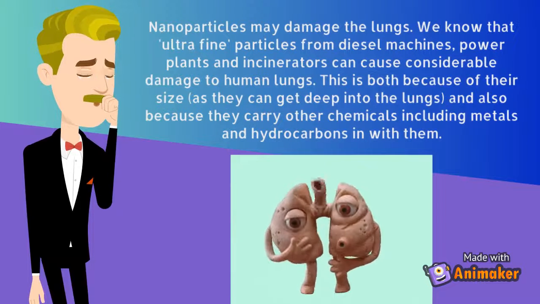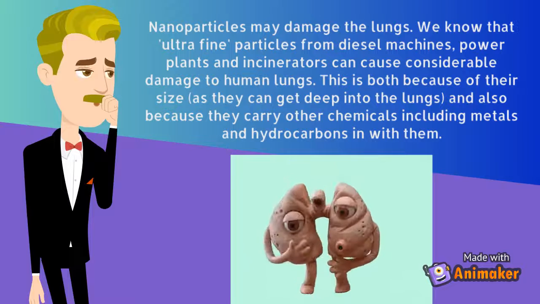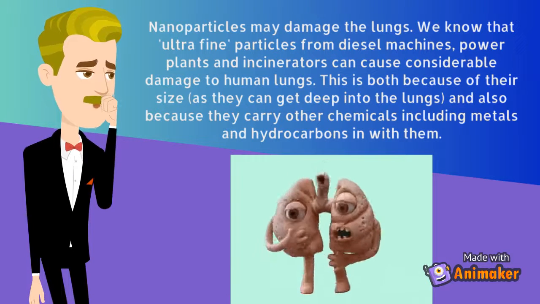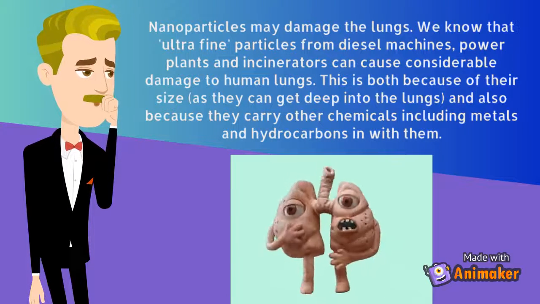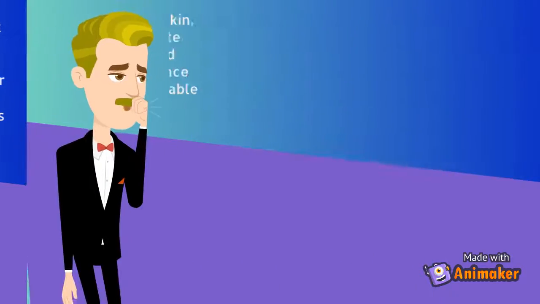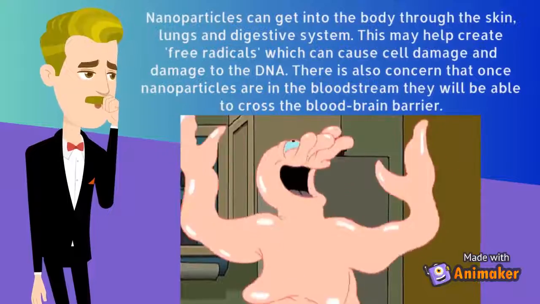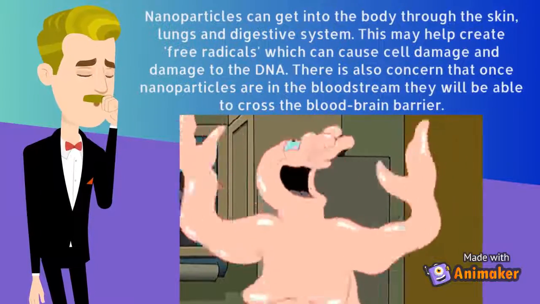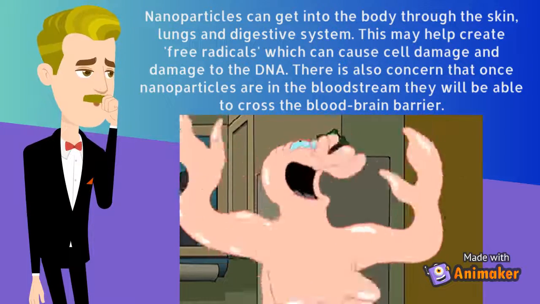Nanoparticles can cause damage to human lungs. This is both because of their size, as they can get deep into the lungs, and also because they carry other chemicals including metals and hydrocarbons in with them. Nanoparticles can get into the body through the skin, lungs and digestive system. This may help create free radicals which can cause cell damage and damage to the DNA. There is also concern that once nanoparticles are in the bloodstream they will be able to cross the blood-brain barrier.